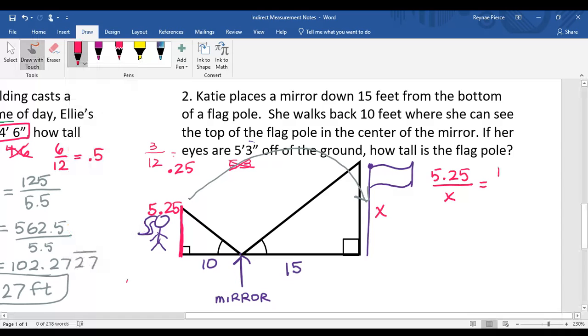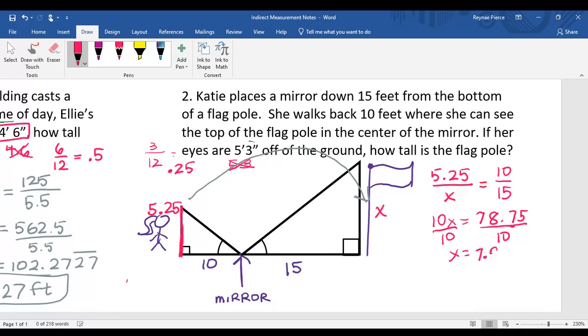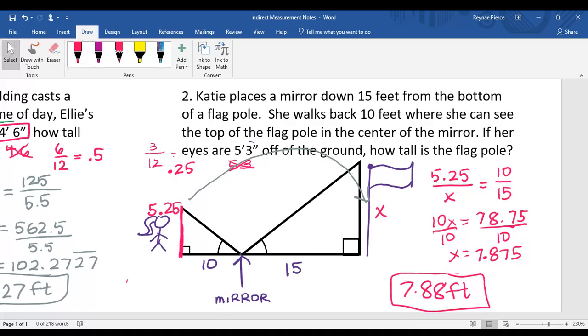So I need to say 10/15. I've got my proportion set up, so I'm going to cross multiply. When I multiply 15 by 5.25, I get 78.75. And then divide both sides by 10. My X value is 7.875. So this flagpole is about 7.88 feet tall. Not a terribly tall flagpole, but you know, that's okay.